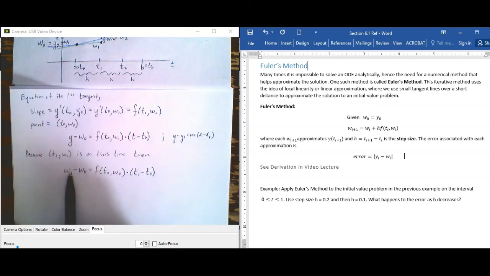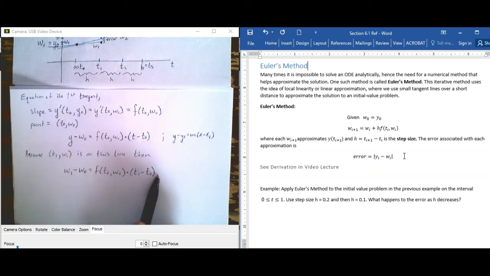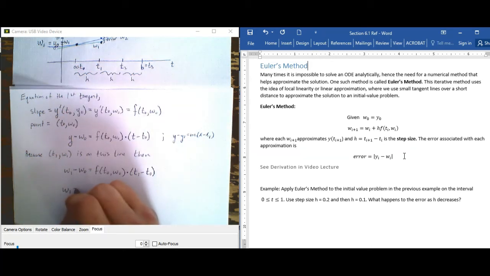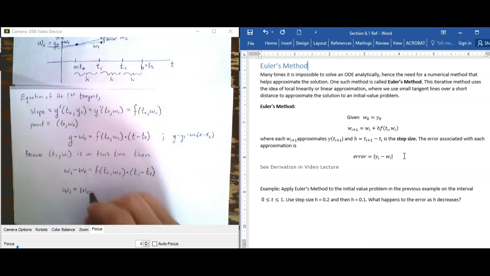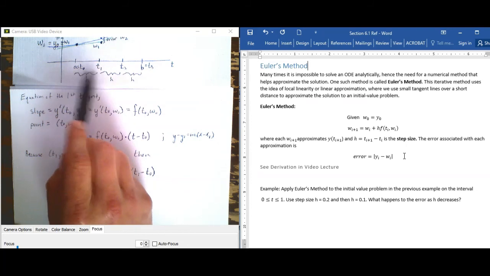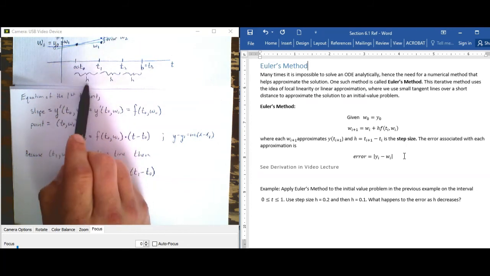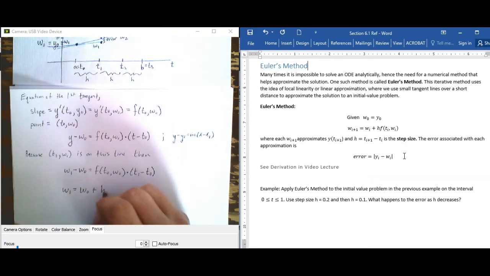So the value of W1 is equal to, if we just add this W0 over to the right-hand side, W1 will equal W0 plus this product, right? Well, what's T1 minus T0? Well, that's just the distance between T1 and T0. That's H. So here we have H times F of T0, W0.